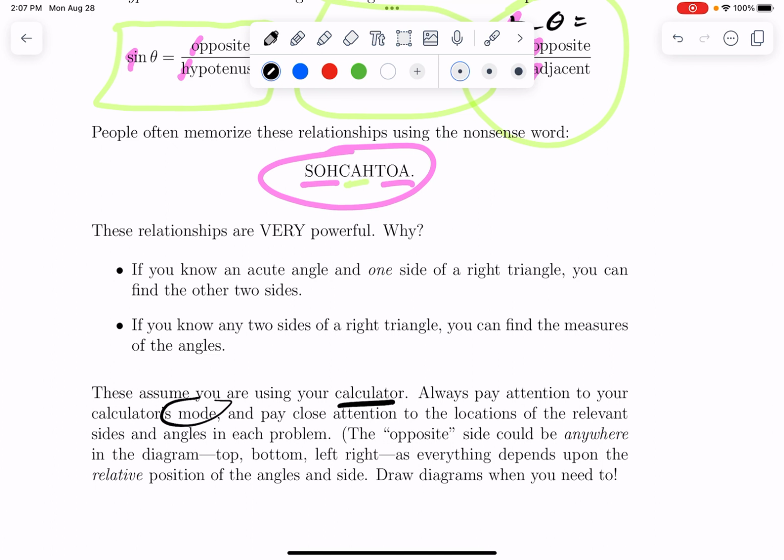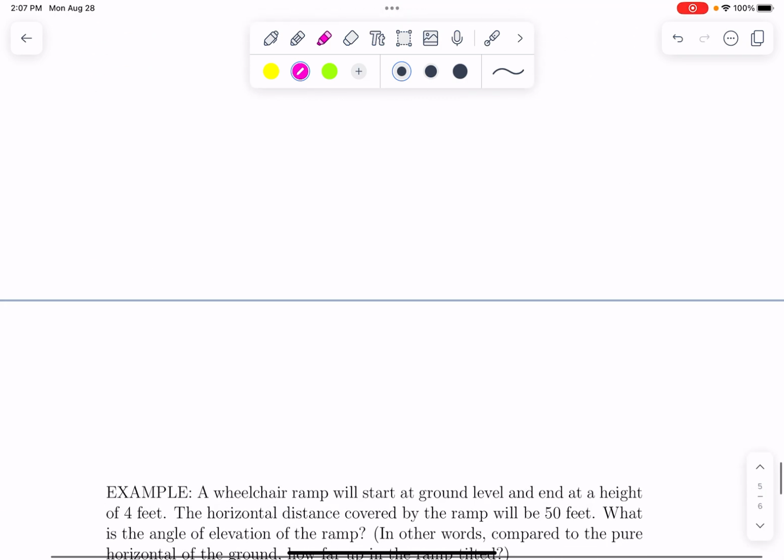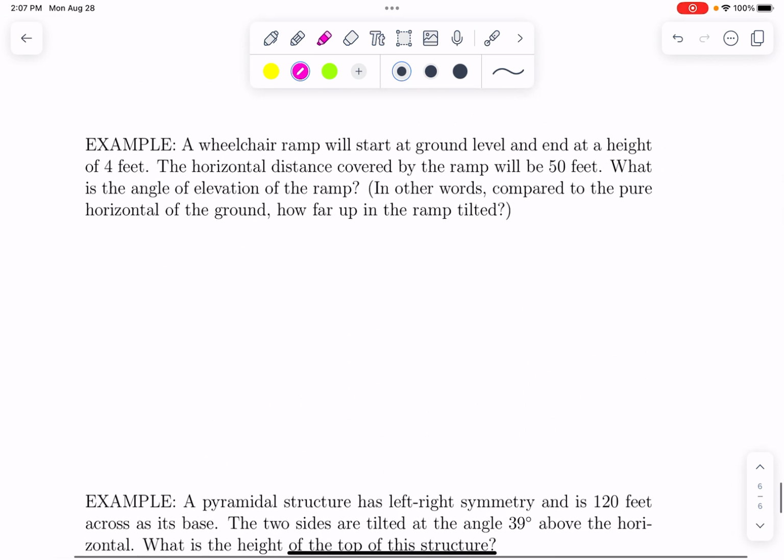Everything here is about relative position. I don't want you to be thinking about, oh, I look at the top side or the short side or something like that. Really get in the habit of identifying them as opposite leg, adjacent leg, use words like that. So let's do a couple of examples.